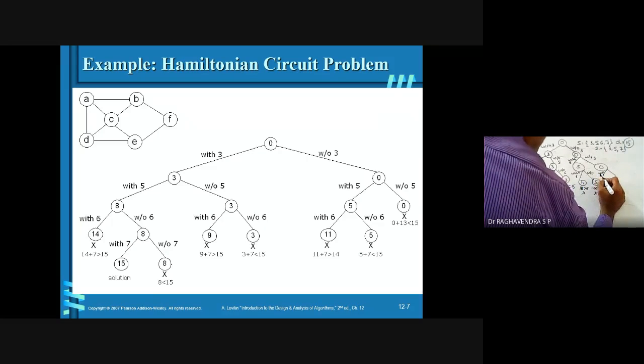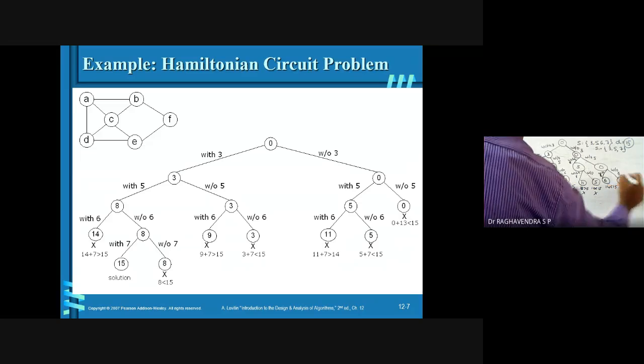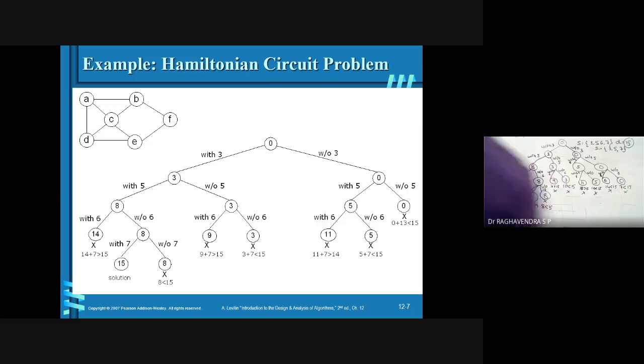With 6 means this is 6, and without 6 means 0. Okay, so 6 we have reached here. So 6 plus 7 is 14, which is less than 15, and if you consider 7 without 6, it means 7 plus 0. 7 is once again less than 15 in both cases. So no solution exists in all these cases. So this is the only one solution we can extract using the state space tree.